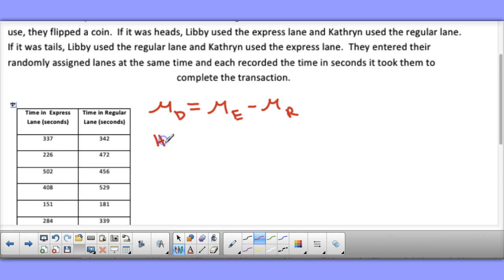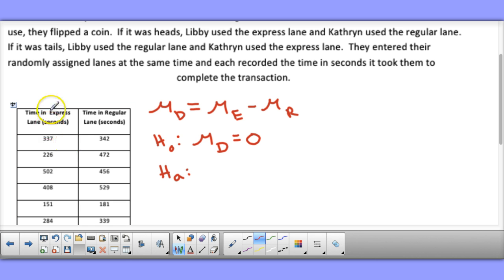Our null hypothesis is that there's no difference between the two lanes, that it takes basically the same time for each lane. So no difference would be mu sub d equal to 0. And here we have to be careful. Do we have a one-tailed test or a two-tailed test?